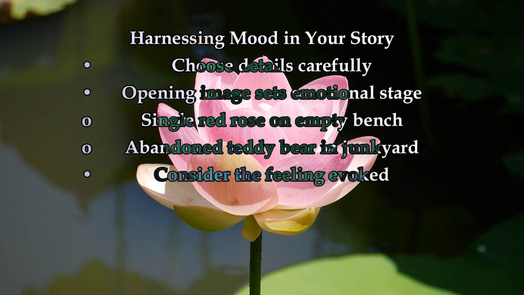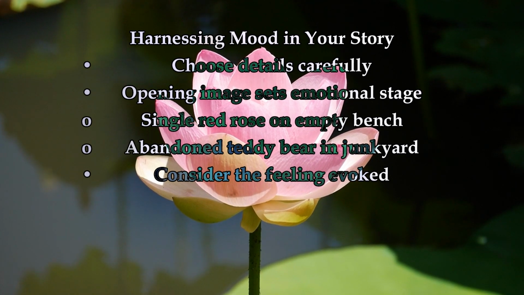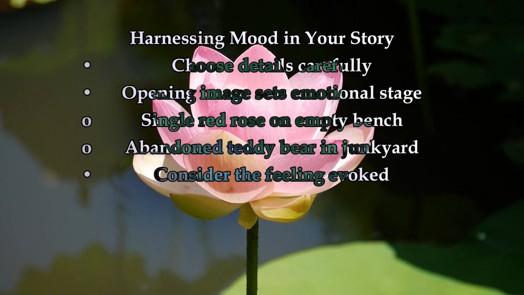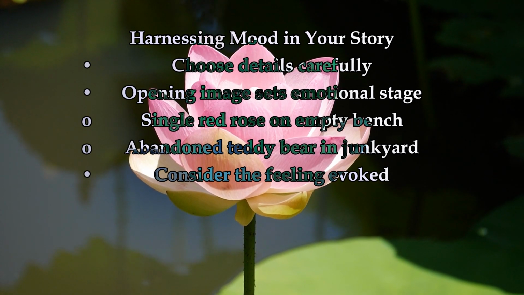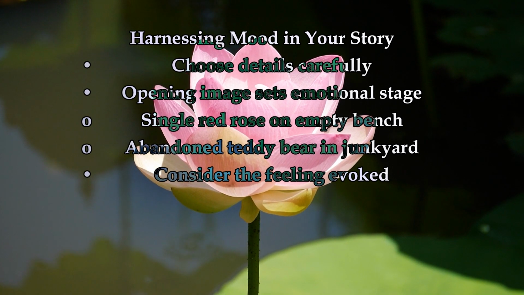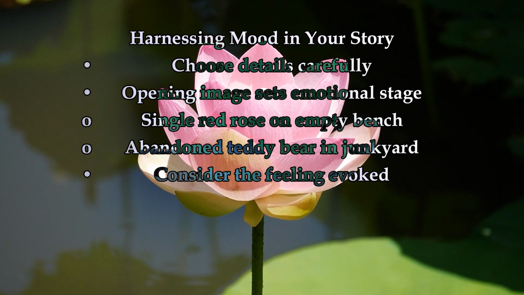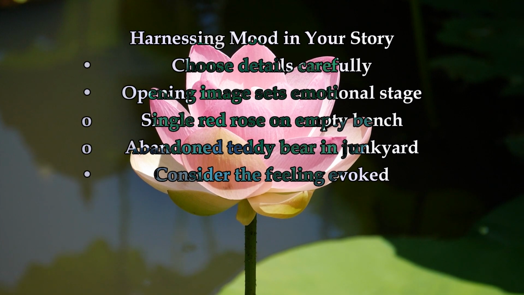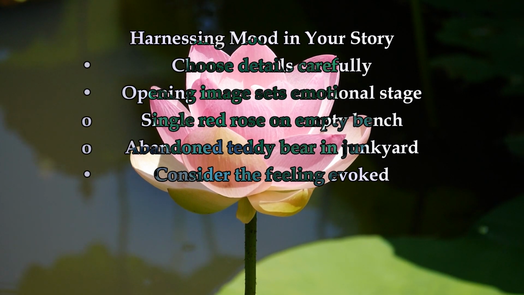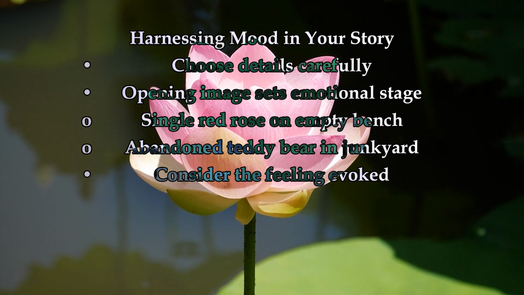So, how can you harness this mood-making magic in your own stories? It all comes down to carefully chosen details. Start with an opening image that sets the emotional stage, a single red rose on an empty park bench, or a child's abandoned teddy bear in the middle of a junkyard. Think about what feeling that detail instantly evokes.